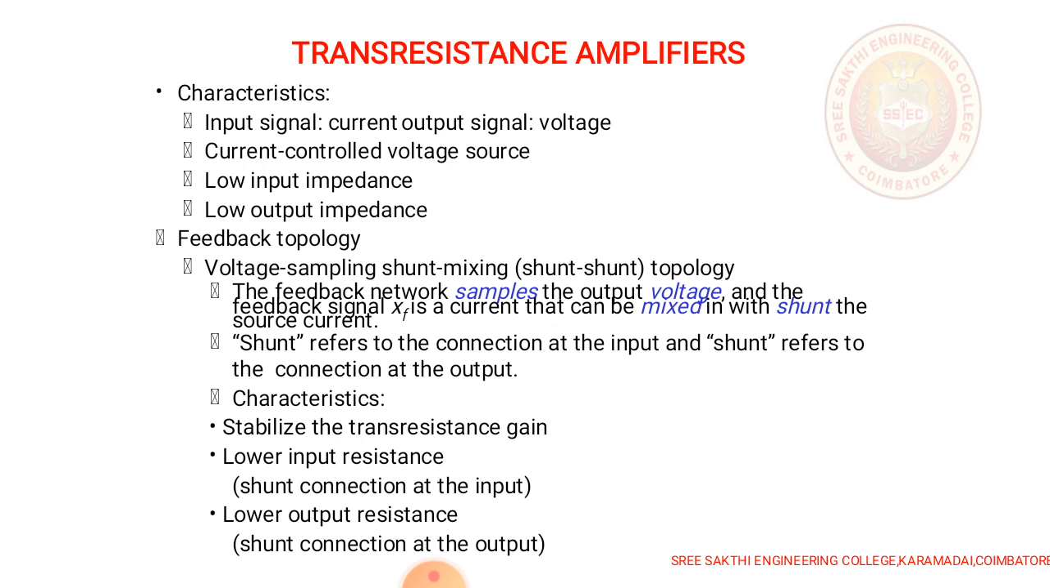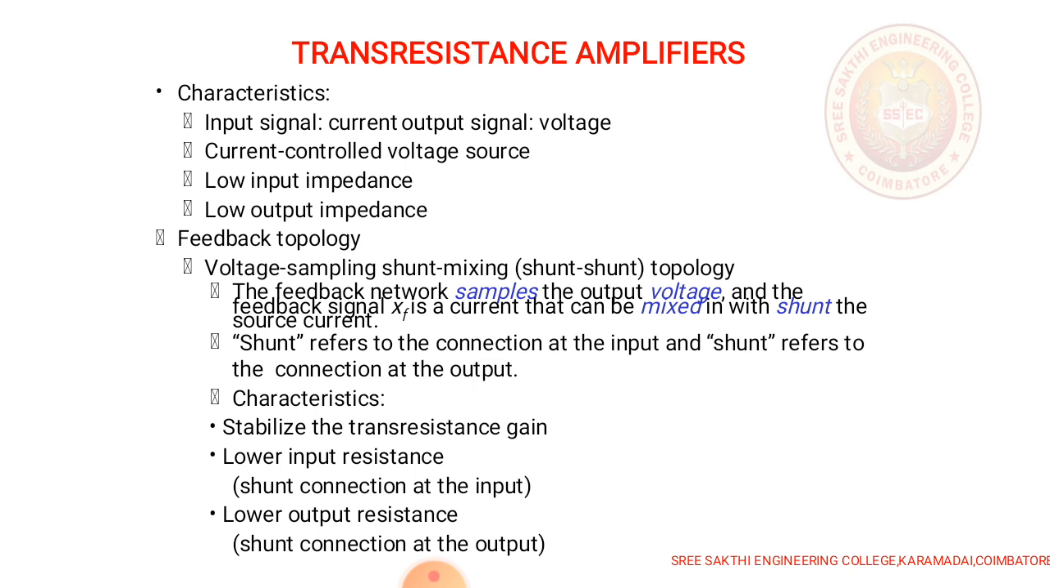The feedback topology is voltage sampling shunt mixing, that is shunt topology. Both input and output have parallel connections. The feedback network samples the output voltage and the feedback signal XF is a current which can be mixed in shunt with this current source. Both shunt terms refer to the connection at the input and the connection at the output, that is both input and output sides have the shunt connection.